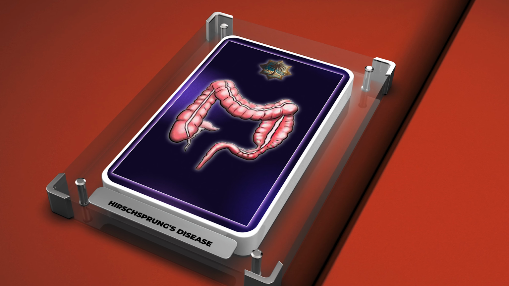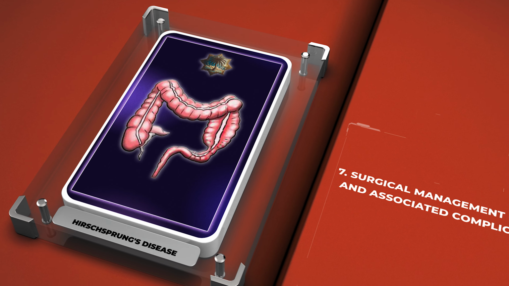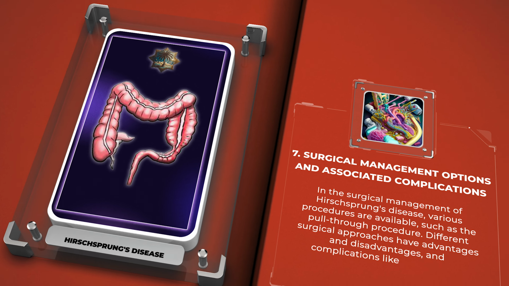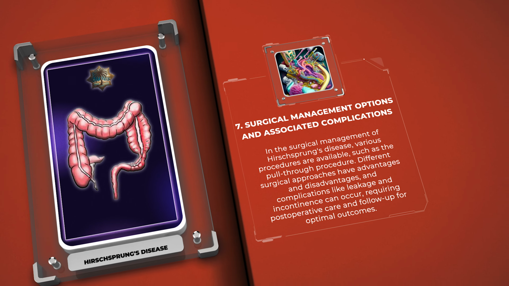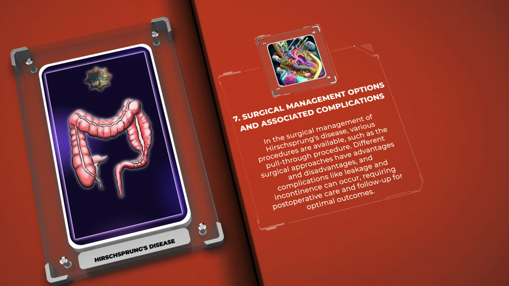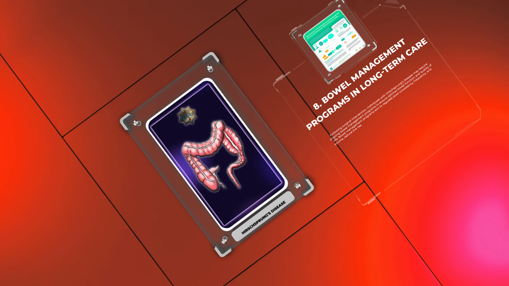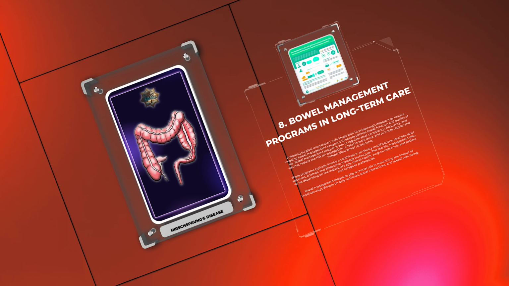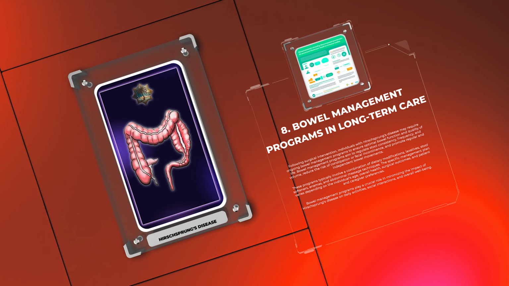In the surgical management of Hirschsprung's disease, various procedures are available, such as the pull-through procedure. Different surgical approaches have advantages and disadvantages, and complications like leakage and incontinence can occur, requiring postoperative care and follow-up for optimal outcomes. Following surgical intervention, individuals with Hirschsprung's disease may require ongoing bowel management programs to ensure optimal bowel function and quality of life.